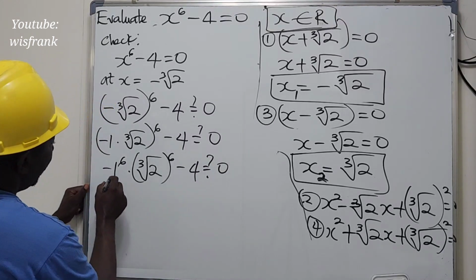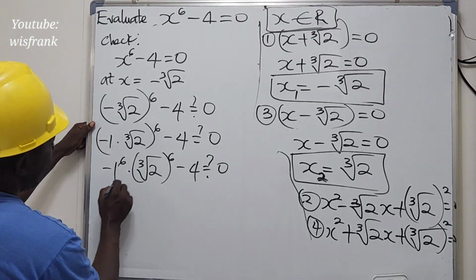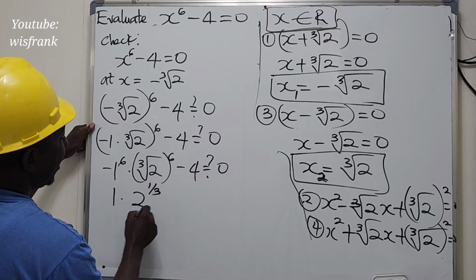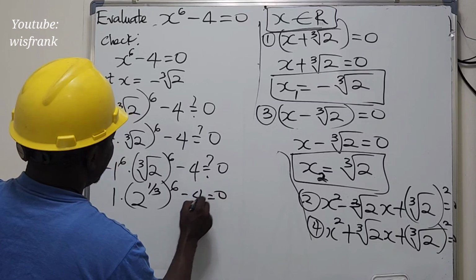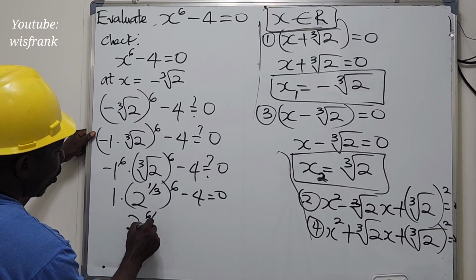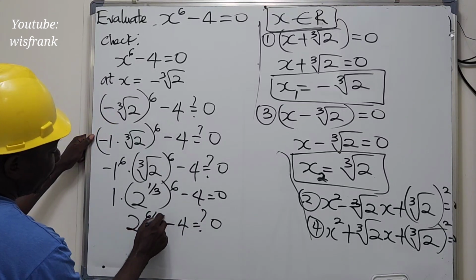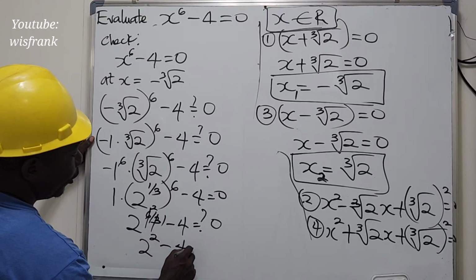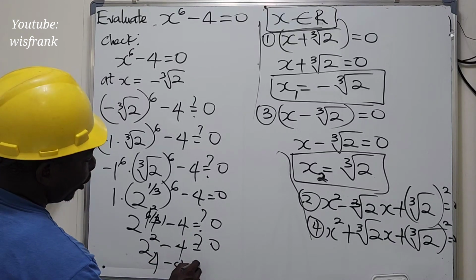Which is 0. So we all know that minus 1 to the power of 6 is 1. So that will go off. So here will be 1 times 2 to the power of 1 all over 3, all to the power of 6, minus 4 equals to what? So this is the same thing as having 1 times 2 to the power of 6 all over 3 minus 4 equals to what? Which is 0. Here, 3 will cancel here 1 and 3 will cancel here 2. So we have 2 to the power of 2 minus 4 equals to what? Which is 0. 2 to the power of 2 is 4, minus 4 equals to 0.